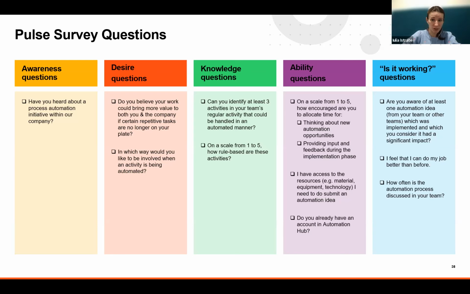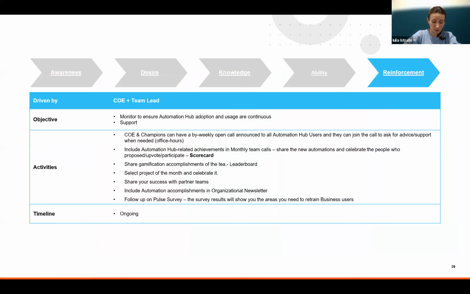These are some examples. You can enrich them with whatever makes sense to you, but it's just this idea that maybe on a quarterly basis, you want to be able to share the survey with your users, whether they have used Automation Hub or not, and understand where they are on these questions, such that you can take actions from this. And talking about actions, we're reaching the last phase of reinforcement. And here in the reinforcement part, again, it's usually driven by the leads of the various teams that were onboarded in the automation program and into using Automation Hub.